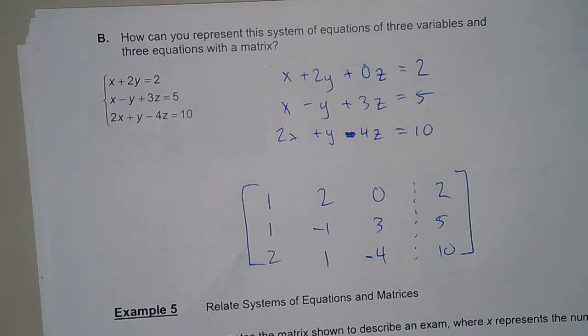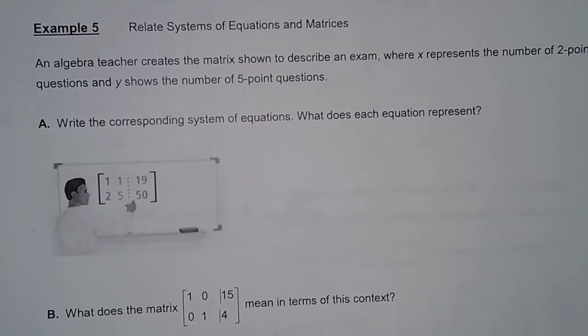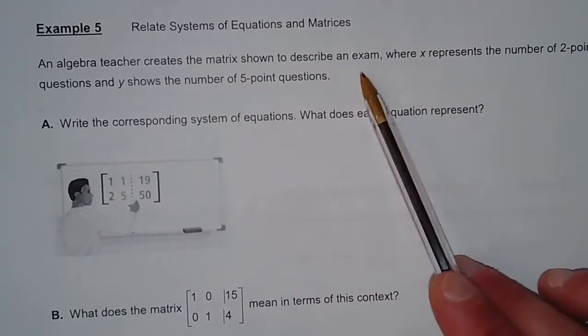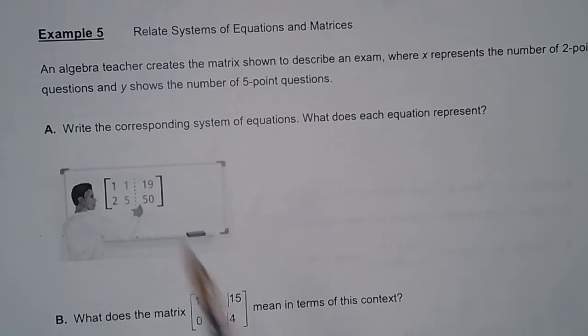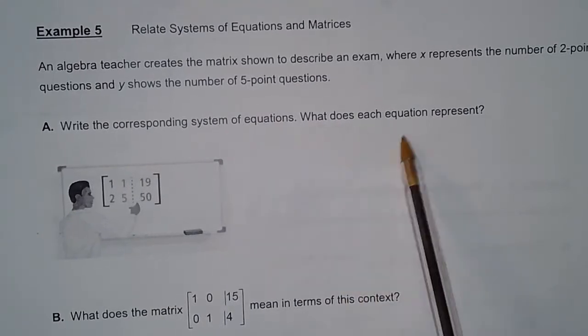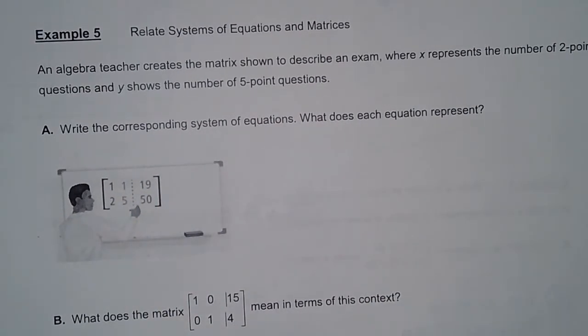All right, last problem on here is going the other direction. So this one says, an algebra teacher creates the matrix shown to describe an exam where x is your number of 2-point questions and y is your number of 5-point questions. Write the corresponding system of equations. Okay, so you notice they give you the matrix. All we can do from this is we can use this to write the system super easy.